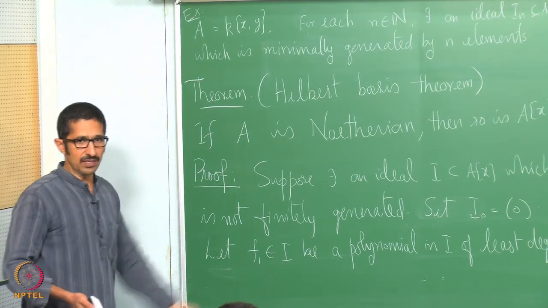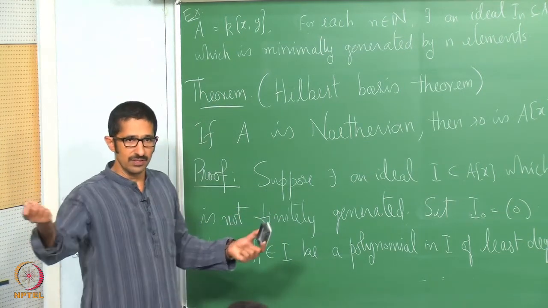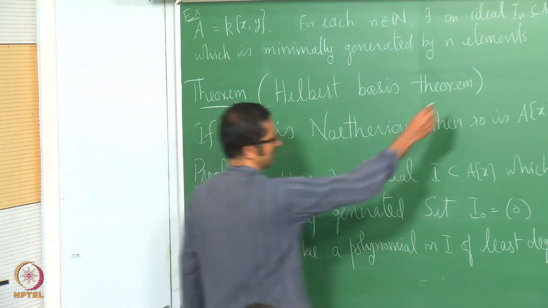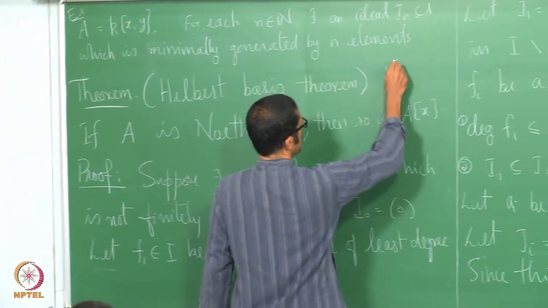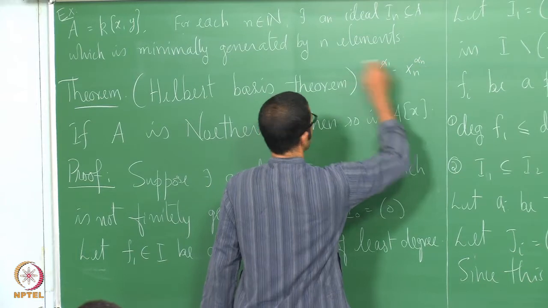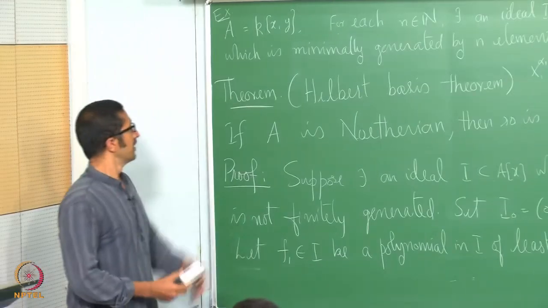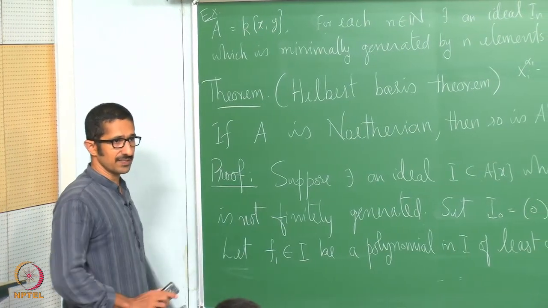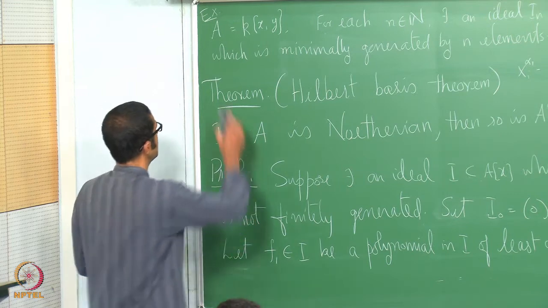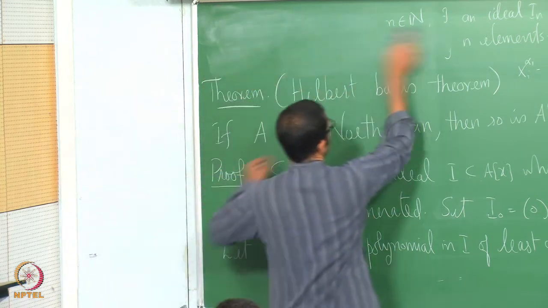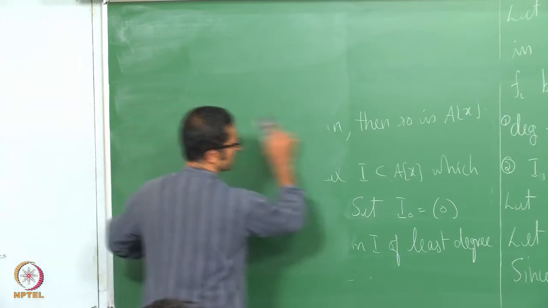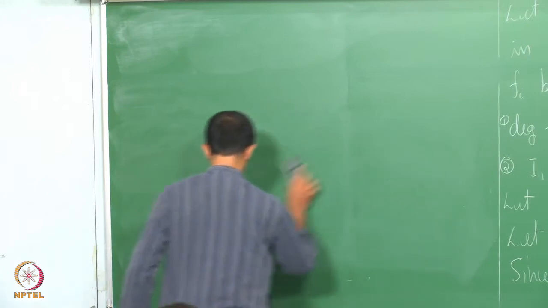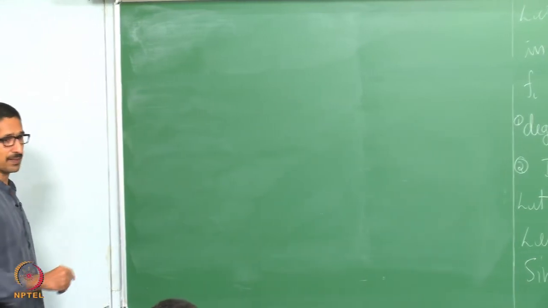What are monomials? A polynomial is a sum of monomials. A monomial in a polynomial ring is of the form x1 power alpha 1 up to xn power alpha n. So here it will be some x power a y power b. Try to think of ideals generated by monomials. So this says that every polynomial ring in finitely many variables is Noetherian.